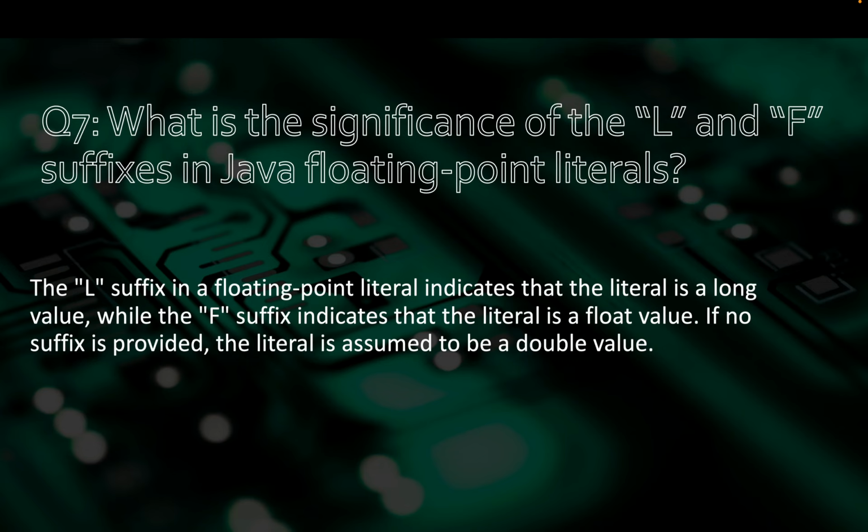Question number 7. What is the significance of the L and F suffixes in Java floating point literals? The L suffix in a literal indicates that the literal is a long value, while the F suffix indicates that the literal is a float value. If no suffix is provided, the literal is assumed to be a double value.